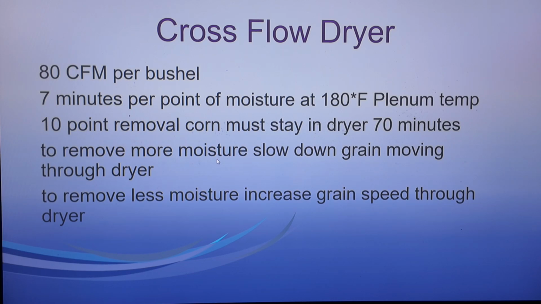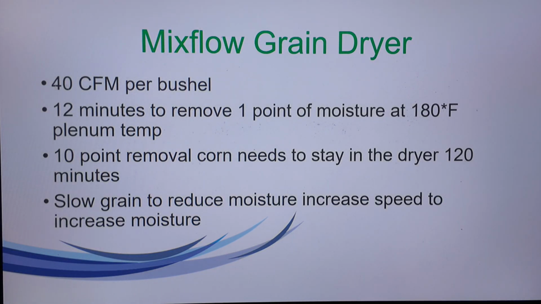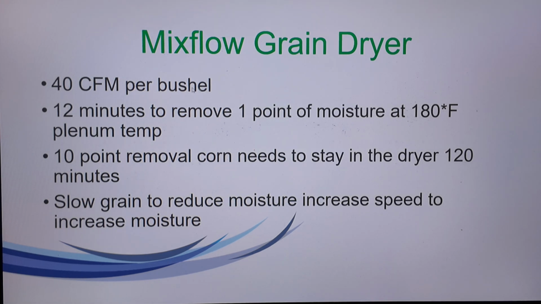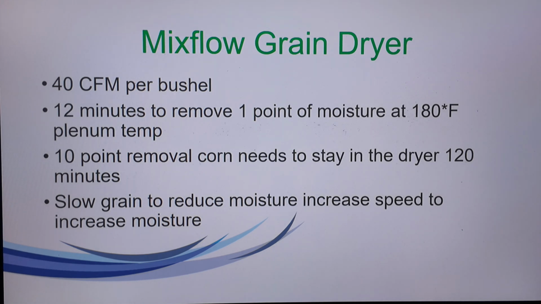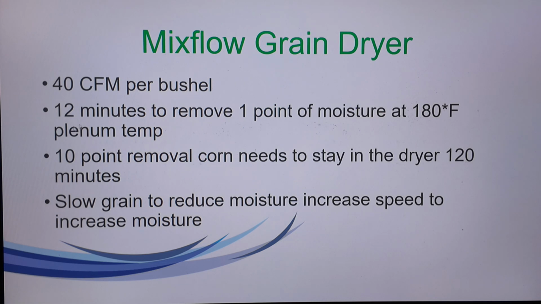So if we look at mixed flow grain dryers, 40 CFM per bushel. So this is where the mixed flow grain dryer gets its efficiency. Some of its efficiency is the lower airflow per bushel. The 40 CFM per bushel is half the speed of airflow across the grain. We have 12 minutes to remove 1 point of moisture at 180 degree plenum temp in a mixed flow dryer.